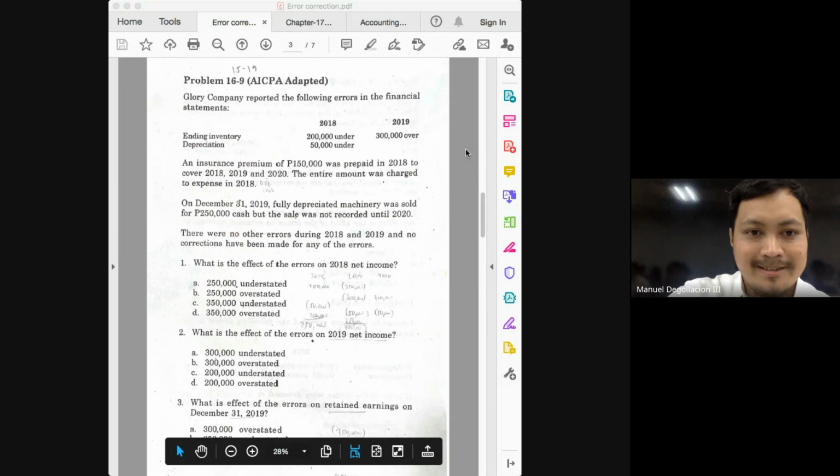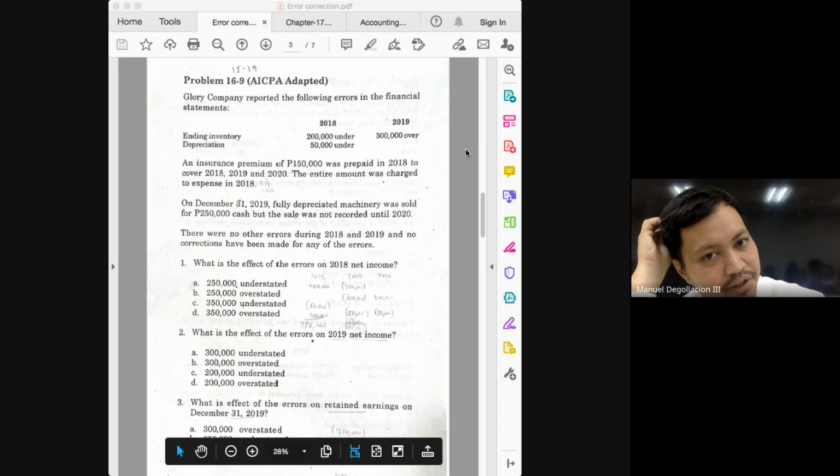In 16-9, the questions are: what is the effect of the errors on 2018 net income? What is the effect on the 2019 net income? And the effect on your retained earnings? Because for error correction class, again, it's very important that you know how to spot the errors.